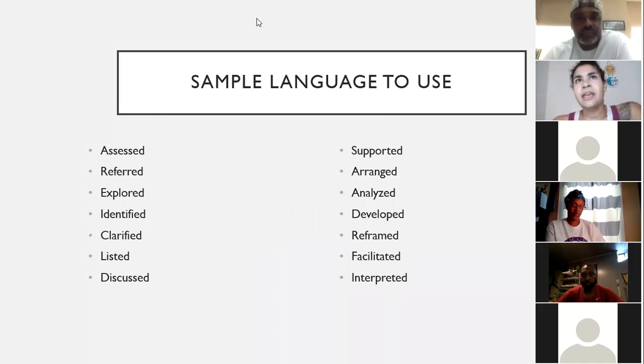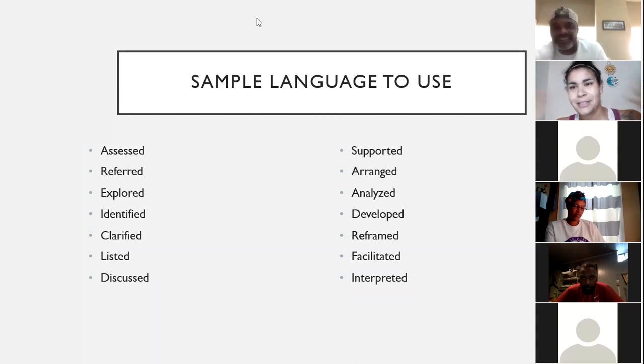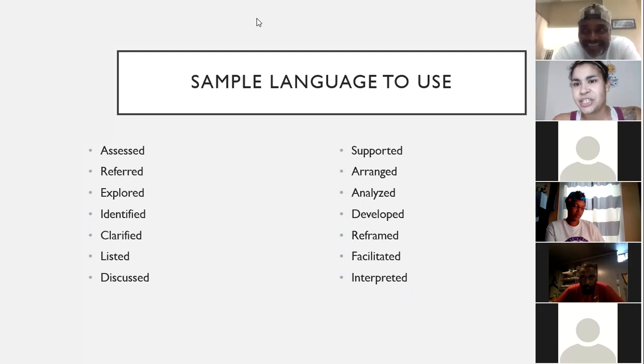So some sample language, like I said, this is just a sampling. There are so many different words you can use. So these would be examples of interventions that you've done with the client. You assessed, you referred, explored, reframed, interpreted, you discussed, you listed. So any kind of "-ed" verb that you would think of, that's kind of how I look at it, back to 3rd grade. That is an example of an intervention.